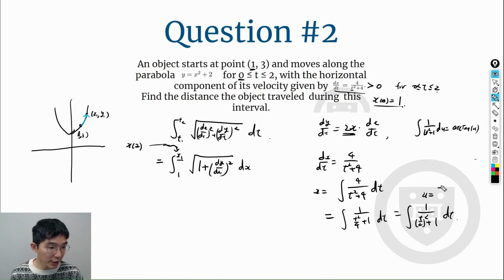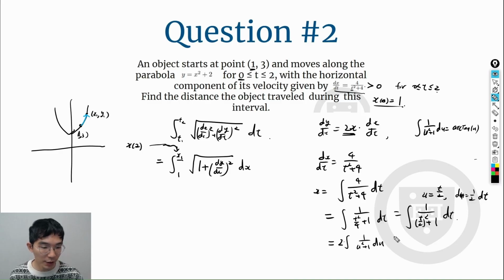That means let's use u substitution. If we let u equal t over 2, that means du is equal to 1 over 2 dt. And utilizing the u substitution, this has to be equal to the integral of 1 over u squared plus 1 du, and we multiply by 2. Because in order to replace dt with du, we send 1 over 2 to the other side, which makes it 2 du. Okay?